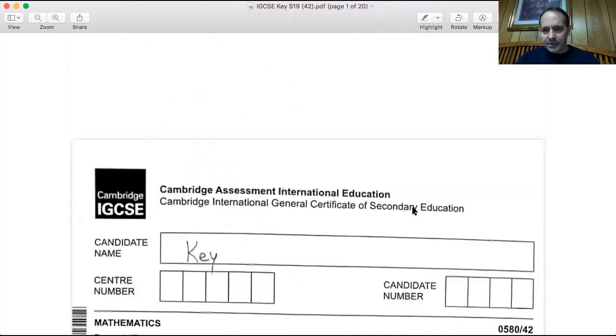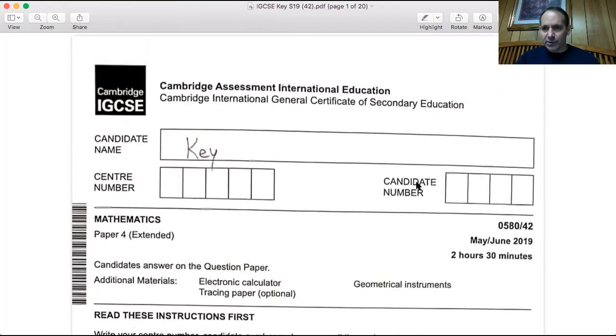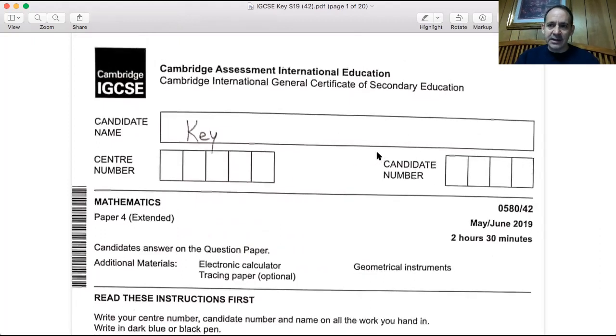end of this paper 42 from May, June 2019, year 19, and the paper 42. So I hope that helps you learn these different question types, keep working at it, keep focusing on the mental part of how to set up the question.